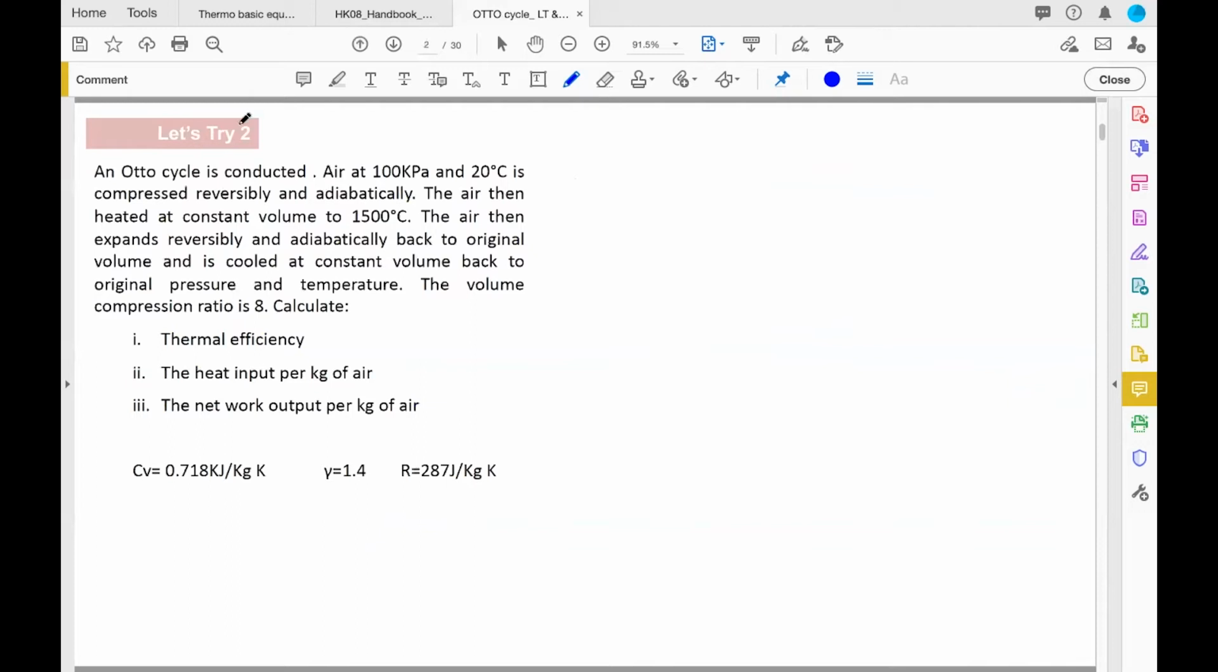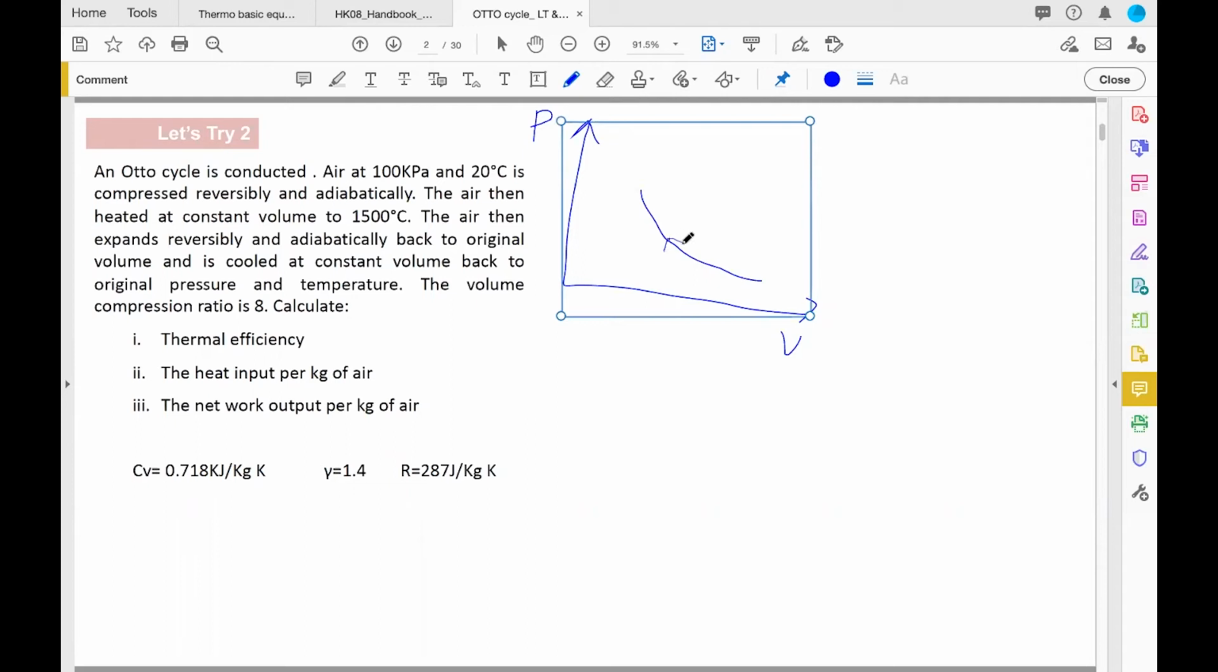So next, let's try 2. The Otto cycle is conducted with air at 100 kilopascal and 20 Celsius. My advice is to first draw the PV diagram. So this is the Otto cycle. Isentropic compression 1 to 2, and then 2 to 3 is constant volume heat addition, 3 to 4 is isentropic expansion, and 4 to 1 is constant volume heat rejection.